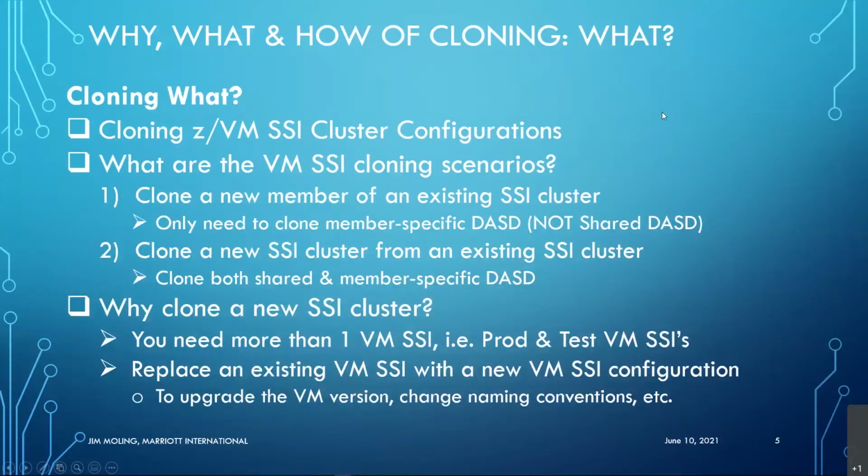All right, so what are we cloning? Of course, we're cloning SSI clusters. But there are two flavors of cloning, and I developed them because I needed to do them both. So one is just to clone a new member of an existing SSI cluster. So you have an SSI cluster that has member A, and you want to clone member A to create a member B or C. That's the easier method of cloning because you're not having to clone everything.